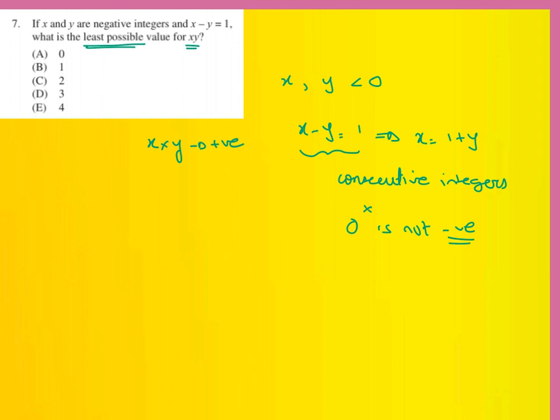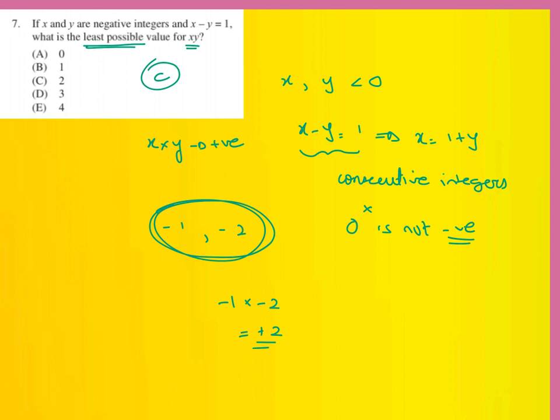So besides 0, the small integers in magnitude can be 1 and 2. Hence I can use the two consecutive negative integers as minus 1 and minus 2. Now this is the combination which would give me the least possible value of x into y, and that is minus 1 times minus 2, which is plus 2. Hence the answer is C.